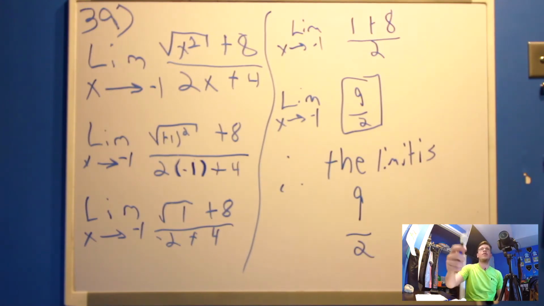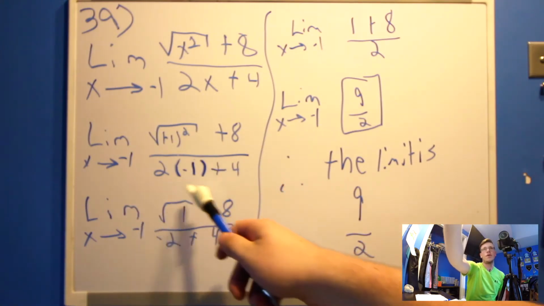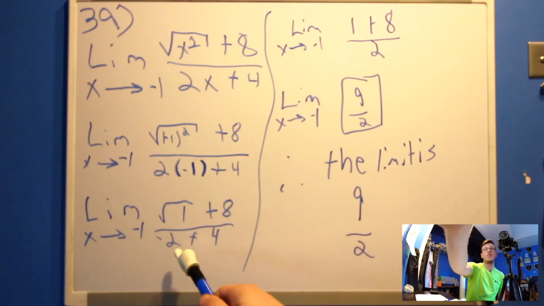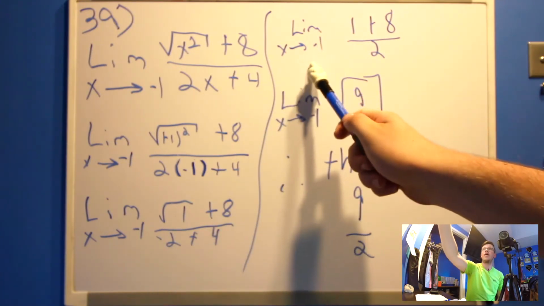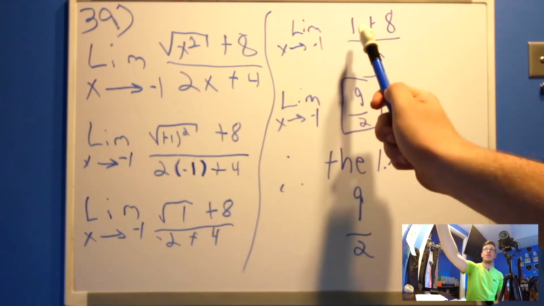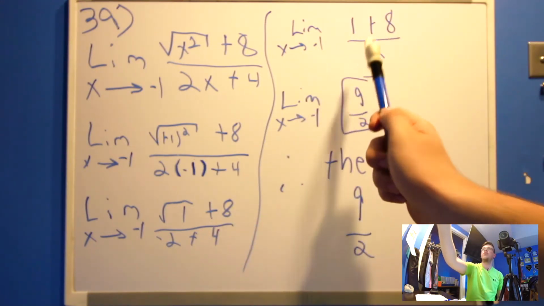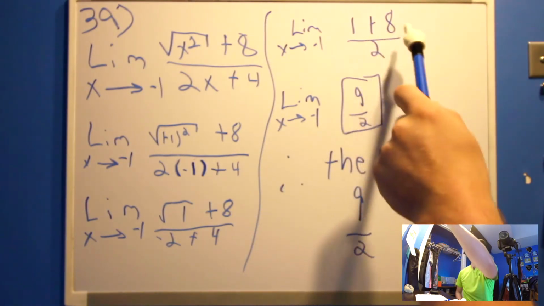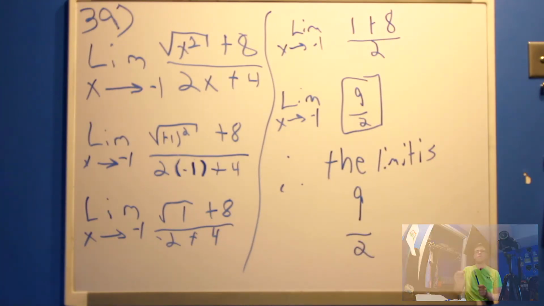Now you're going to take the square root of (-1) squared, which is 1. So now you have the square root of 1 plus 8 over -2 plus 4, because 2 times -1 is -2. Next, the square root of 1 is still 1, so you have 1 plus 8 over -2 plus 4, which is 2. So as the limit x approaches -1, your final answer, 8 plus 1, is 9 over 2. Therefore, the limit is 9 over 2.